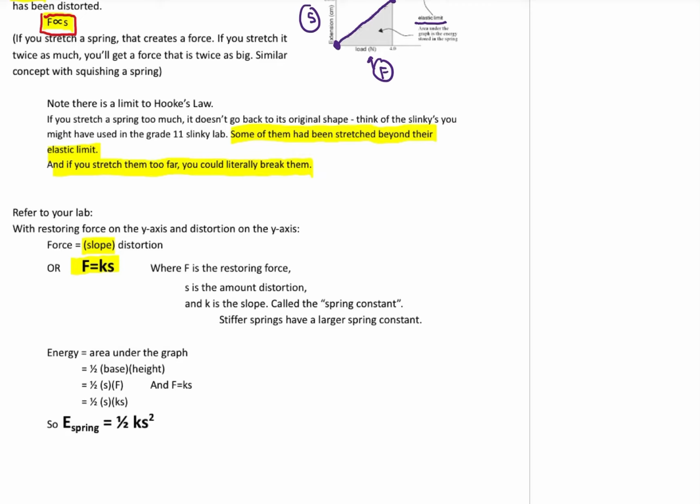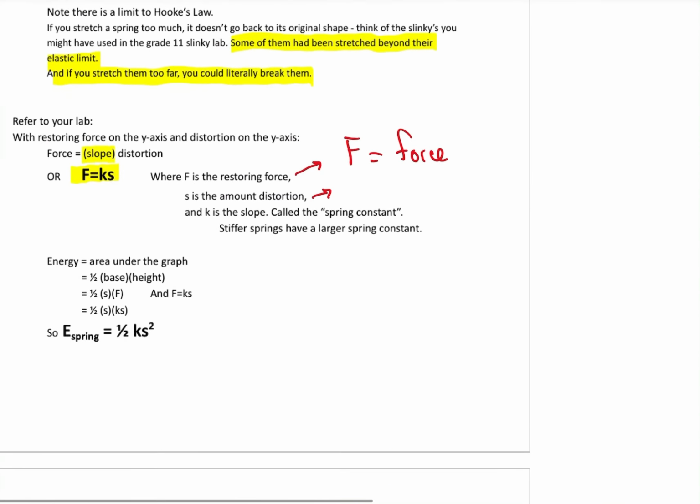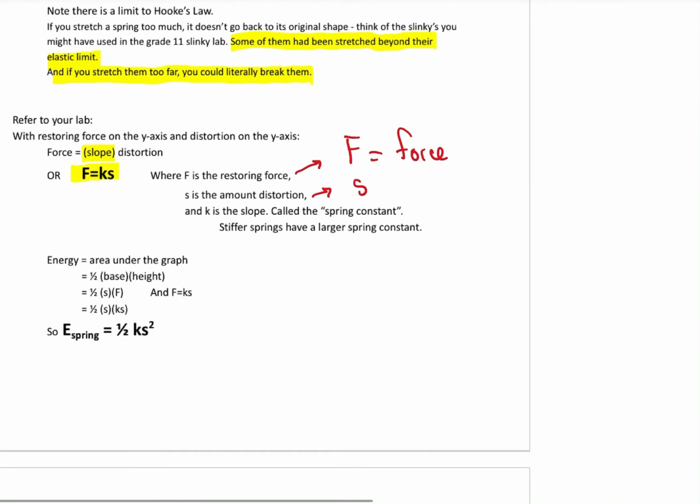My little legend down here: capital F is always force. I called it S because it's the stretch or the squish. If you Google it, you'll see sometimes sources call it x for the amount of distortion. k is the new thing. k is the letter that gets given to the slope. It's not the most imaginative letter to give this. Maybe capital H for Hooke would have been smarter.